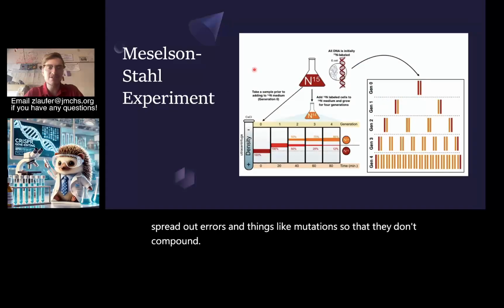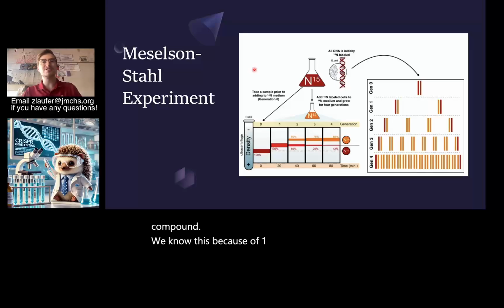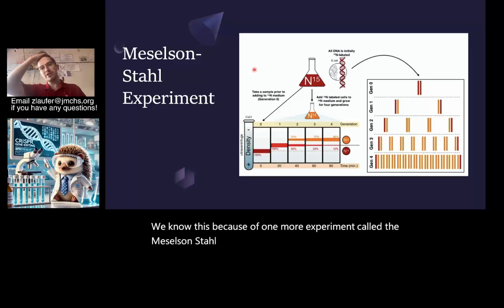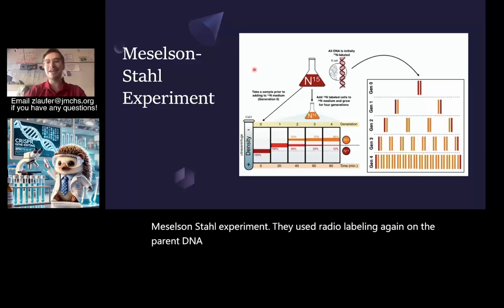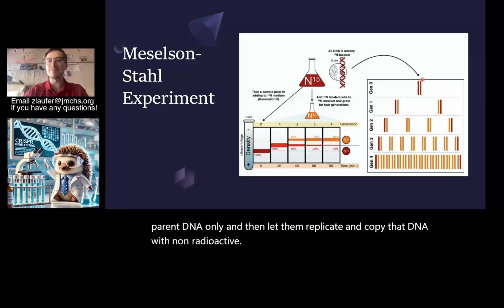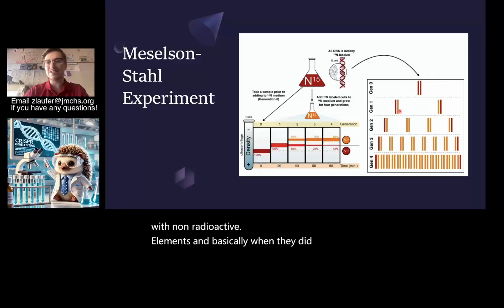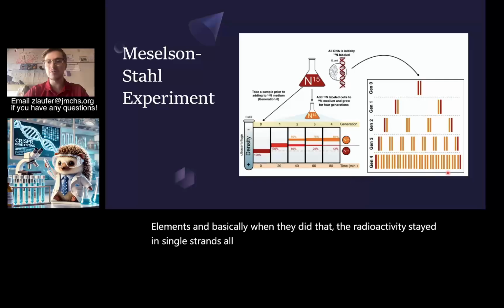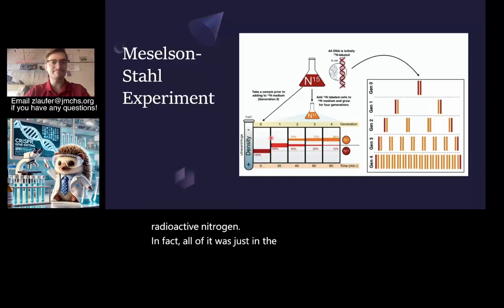We know this because of one more experiment called the Meselson-Stahl experiment. They used radio labeling again on the parent DNA only, and then let them replicate and copy that DNA with non-radioactive elements. And basically when they did that, the radioactivity stayed in single strands all the way through, and so most of the radioactive nitrogen, in fact, all of it was just in the initial two strands.